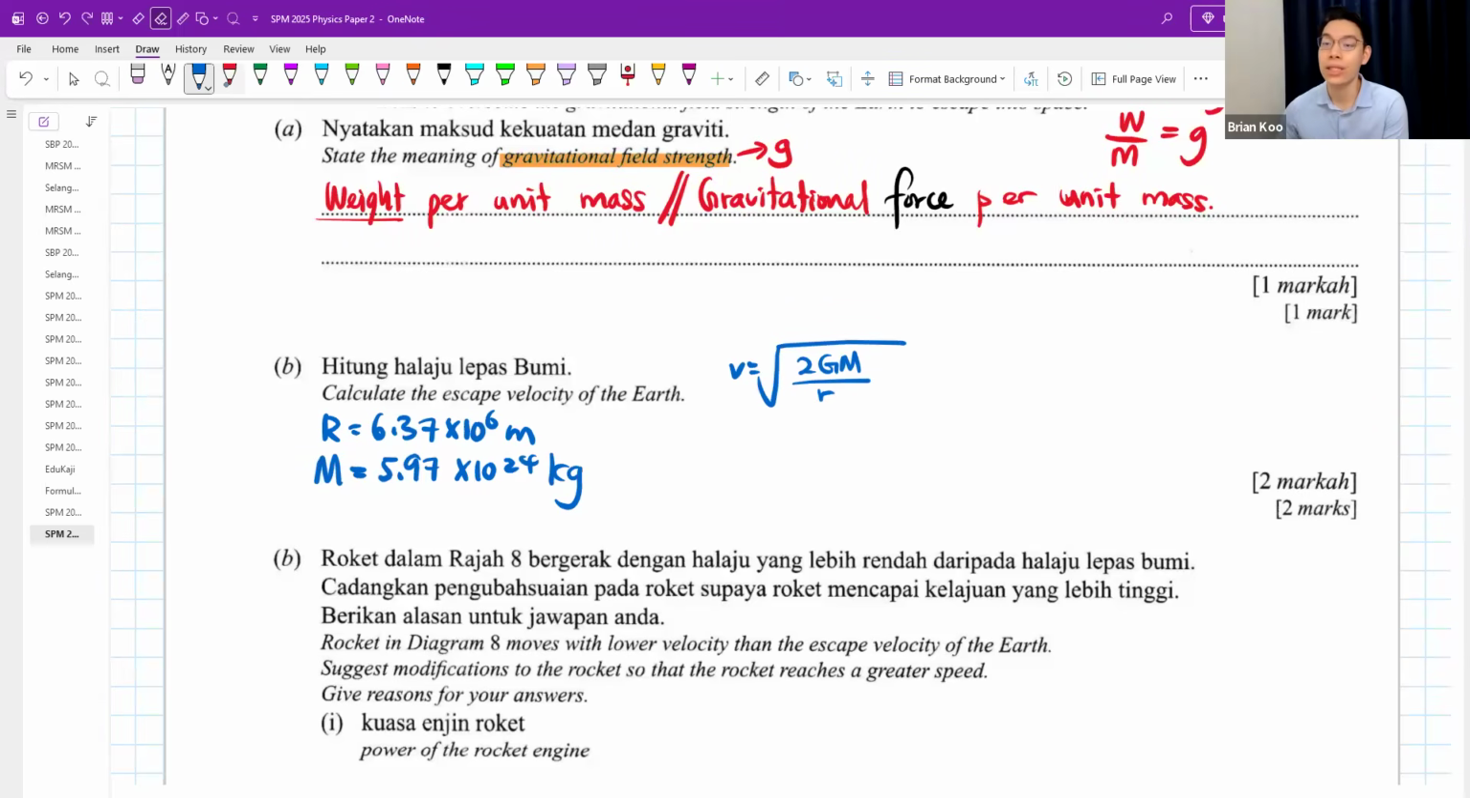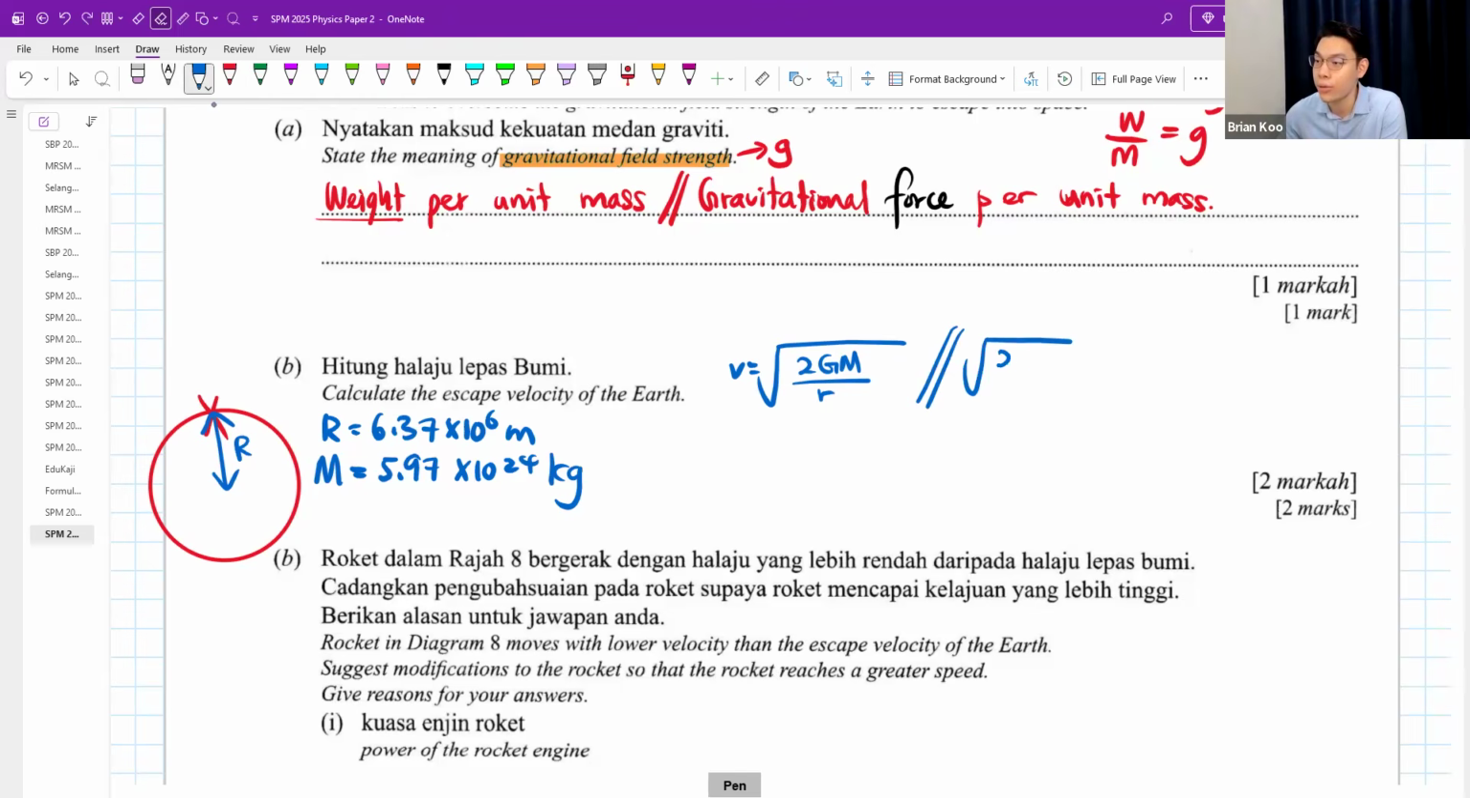By the way, because escape velocity is usually counted from the surface of the Earth, you can straight away use the distance as the radius of Earth. Some people will write it like that also: square root of 2GM over big letter R. Same thing. Both are correct.